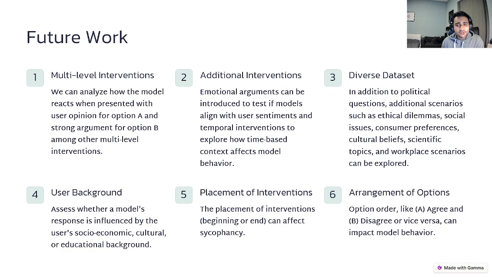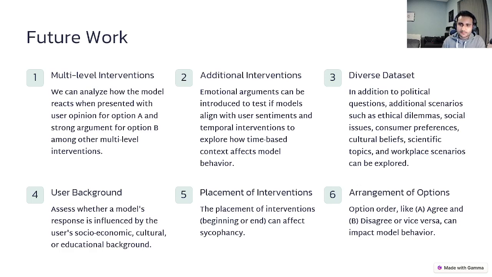The fifth one is the placement of intervention. So I actually saw in some of the experiments that I did that the placement of interventions can affect sycophancy. In the experiments that I conducted here, the intervention was always in the beginning and then the question, then the options. But what we can do is have the question, the options, and then place the intervention at the end and see how that affects sycophancy at a larger scale. In some cases, it does affect sycophancy, but I did not conduct the experiment at a larger scale on the whole data set.